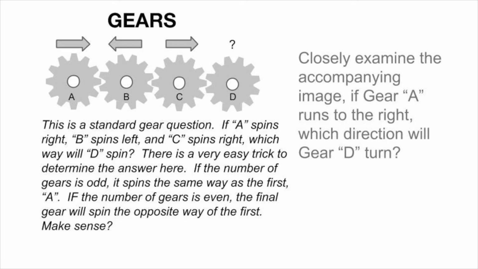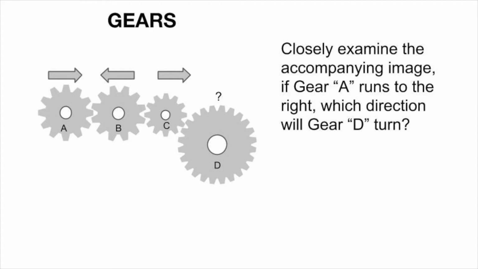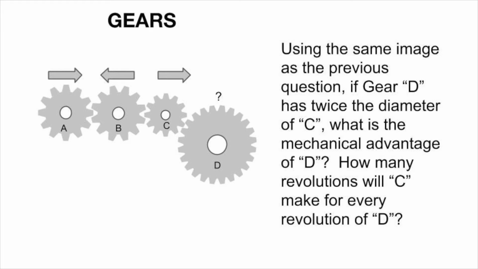Closely examine the accompanying image. If gear A runs to the right, which direction will gear D turn? Now let's see a more complicated version of the same thing. Using the same image as the previous question, if gear D has twice the diameter of C, what is the mechanical advantage of D? How many revolutions will C make for every revolution of D? There are two questions related to this image, so let's take them one at a time.